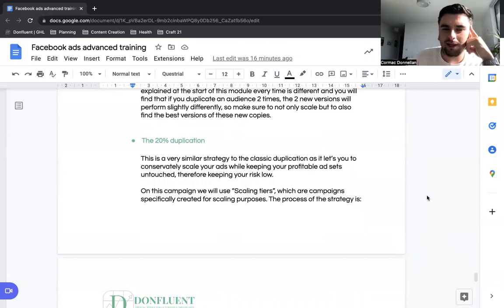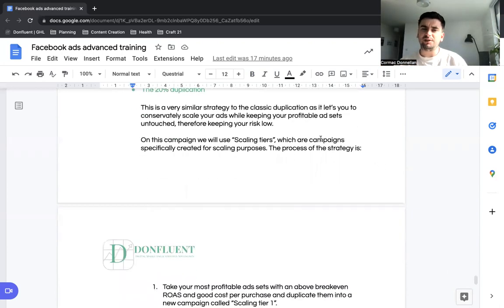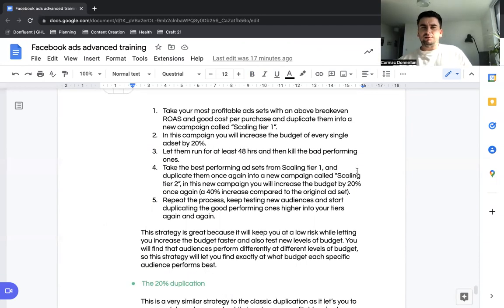The 20% duplication. So this is a very similar strategy to the classic duplication, as it lets you conservatively scale your ads while keeping your profitable ad sets untouched, therefore keeping your risk low. On this campaign, we'll use scaling tiers, which are campaigns specifically created for scaling purposes. So the process of this strategy is, number 1, taking your most profitable ad sets with an above break-even ROAS and a good cost per purchase and duplicate them into a new campaign called Scaling Tier 1.